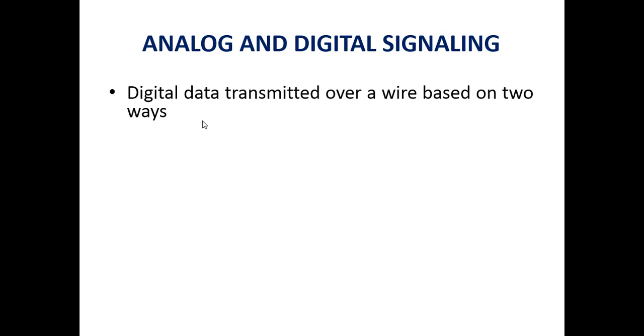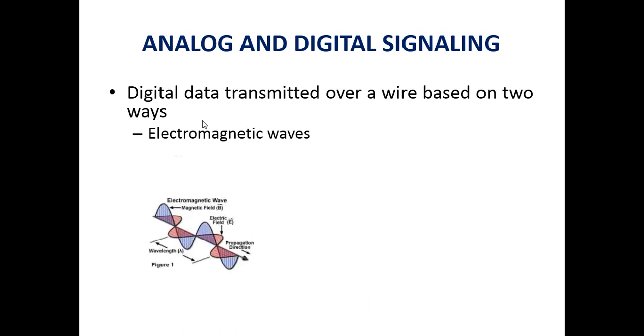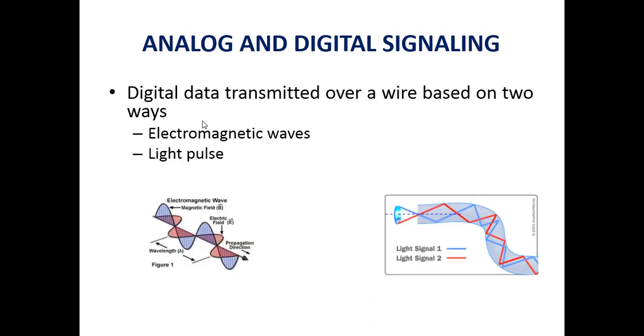Hello, in this video we will see the basics of analog and digital signals. First, digital data is transmitted over wired media in two ways. The first is electromagnetic waves and the second is light pulses. Light pulses are normally used in fiber optic cables.